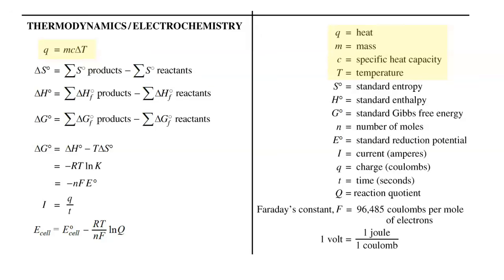M represents the mass, which is normally measured in units of grams. C is the specific heat capacity, or specific heat, and the units are normally joules per gram degrees Celsius, or sometimes joules per gram Kelvin. And the temperature would normally be either in degrees Celsius or Kelvin.